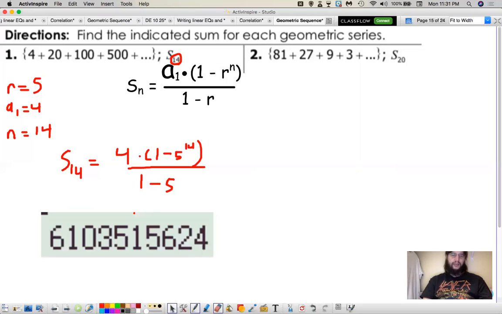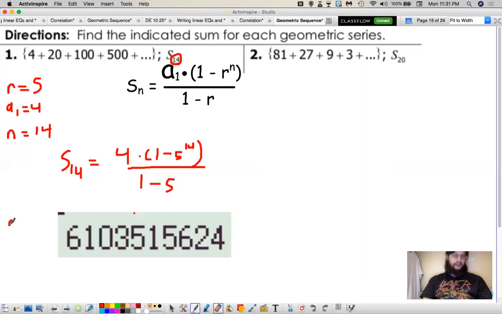And again, we're getting really big really fast, right? We're multiplying by 5, so it's going pretty high up there. So it makes sense that we're getting a ridiculously large number that is 6 billion something or another.